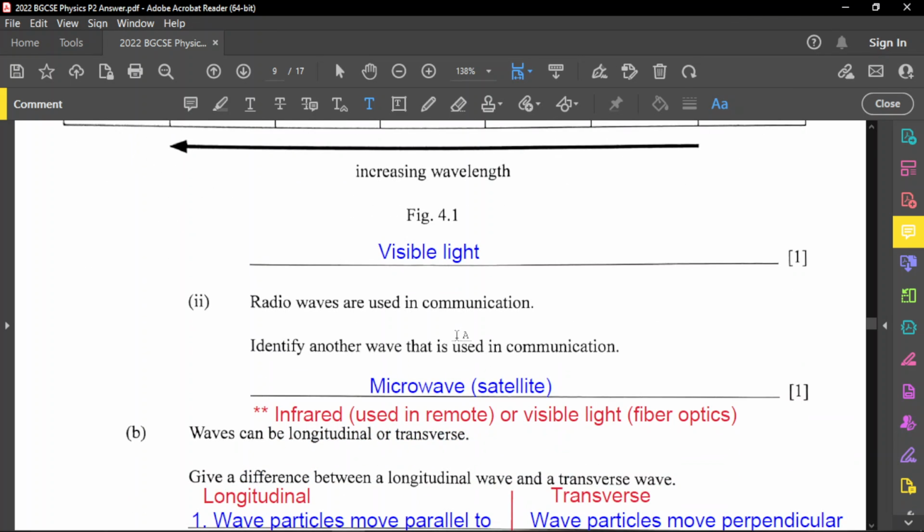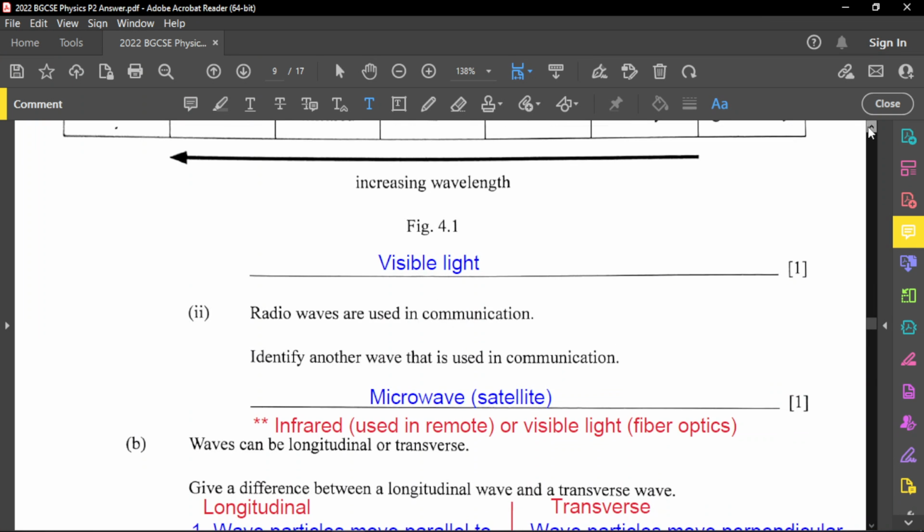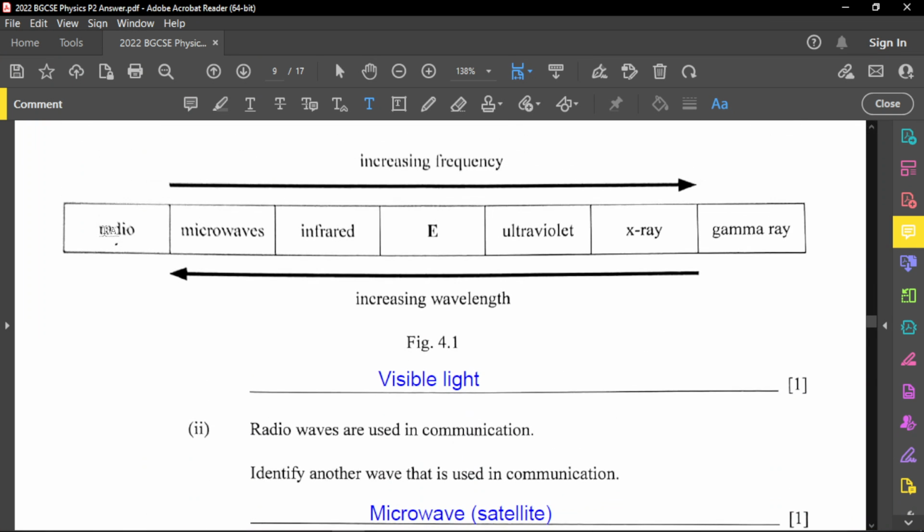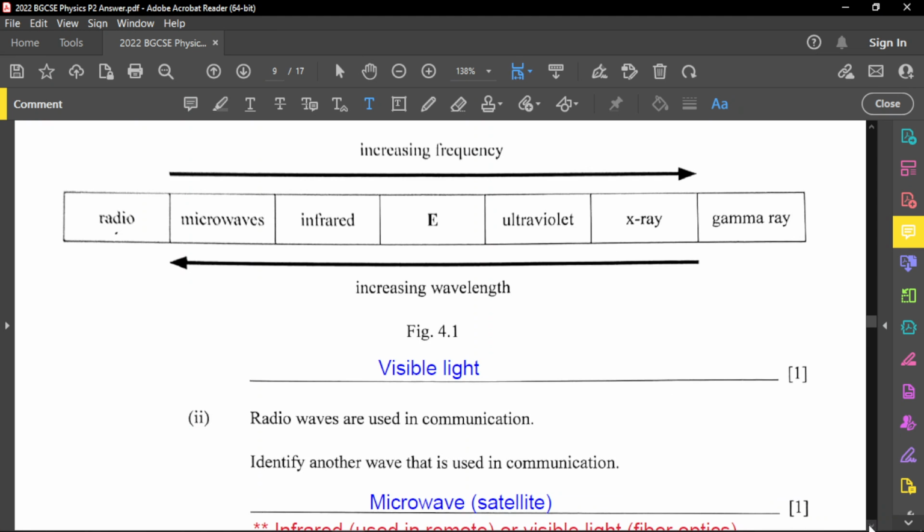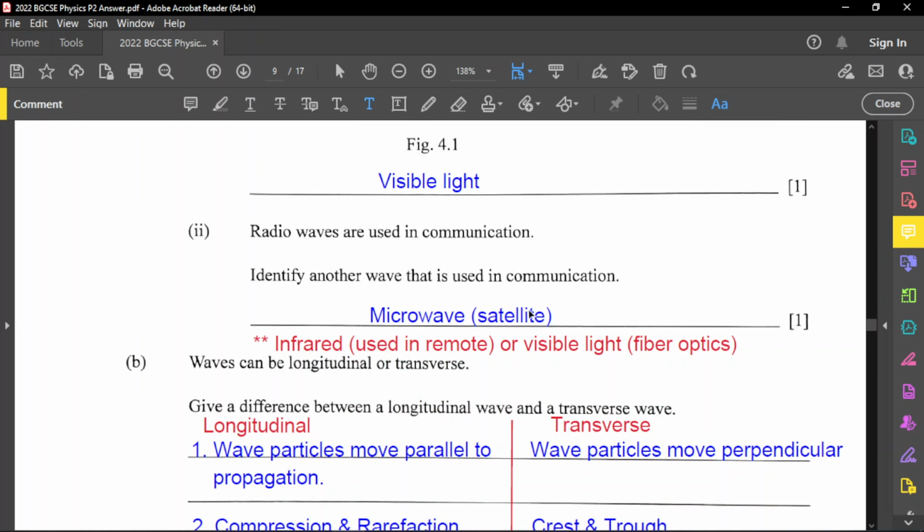Radio waves are used in communication. Identify another wave that is used in communication. And so microwave is used in satellite, so that's another option. I wanted to just notice something here, that microwave is just after radio wave, right? So it's similar, not too far in terms of frequency and not too far in terms of wavelength, all right? And so in terms of communication, microwaves can be used and they're used in satellite.